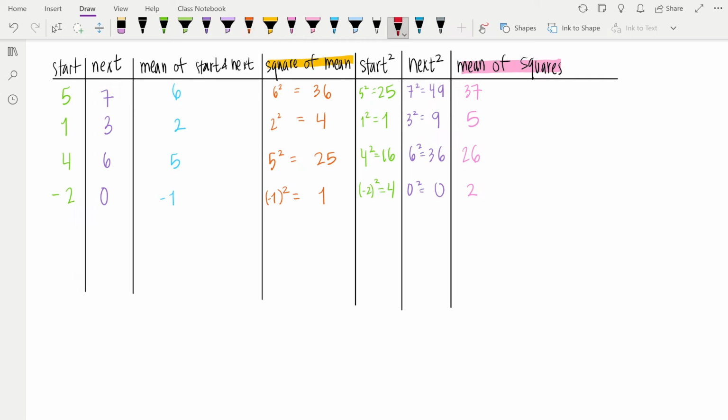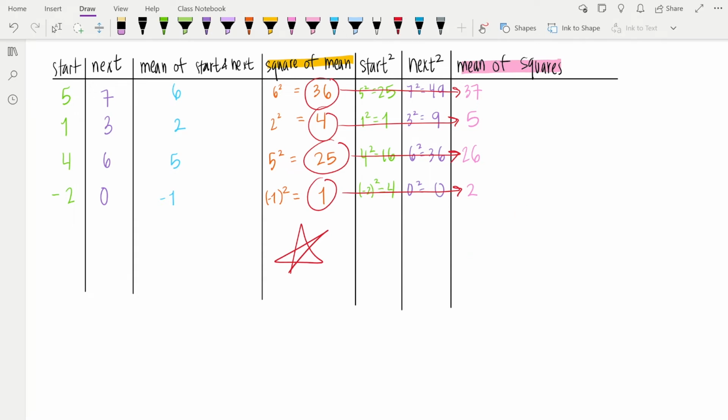So I'm going horizontally. I want to compare this number with this one, this number with this one, this number with this one, and this number with this one. If I can see the pattern now, then I have found it. If I still can't quite tell, I will add more guesses down here. Maybe I start with 10 and 12. But I can see the pattern. I can see that the square of the mean, this column, is 1 less than the mean of the squares.